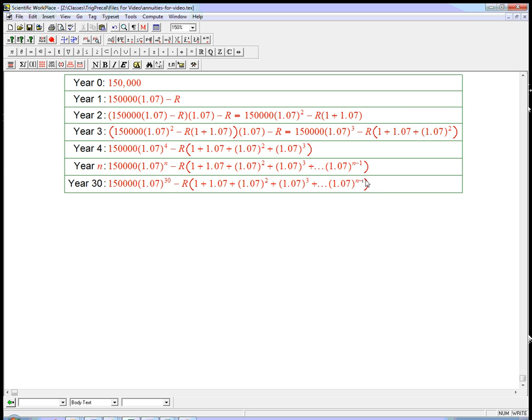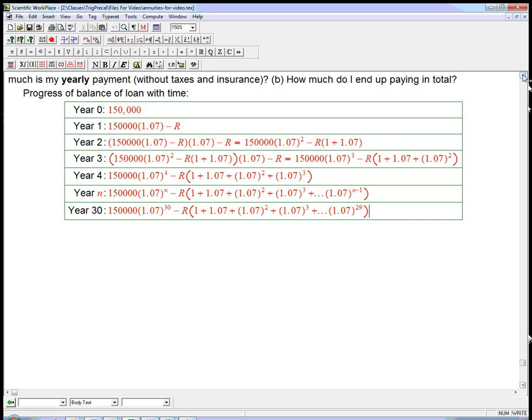And this is going to be 29. Okay. And the first task, well, what is this supposed to be at year 30? This is where we finally get the punchline. This is all predicated on knowing R. Otherwise, these things are fairly useless.